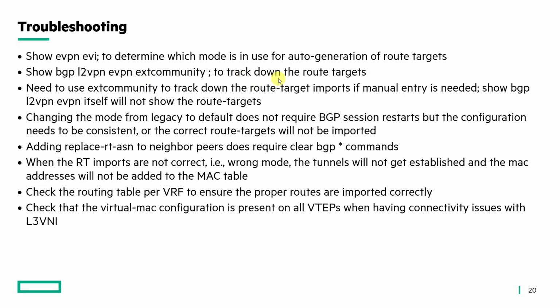So these track down the actual route targets that wouldn't just be shown if you didn't add the external community command. And this will show you specifically where the routes are getting rewritten. And we actually showed a couple examples of that already.